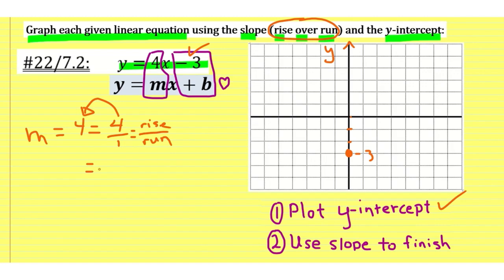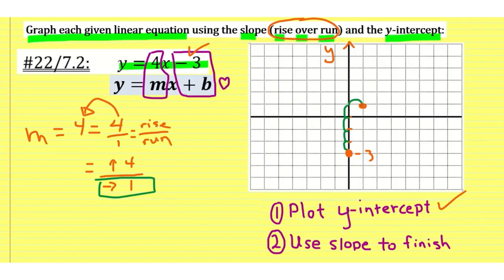And so in practical application, it means that rising is going up, like the y-axis. The y-axis rises to the sky. So that means that I'm going to go up 4, and then running, I'm going to run over the ground or across the ground. So it's going to be up 4 and over 1. So from this y-intercept, I'm going to go up 4, so up 1, 2, 3, and 4. And then I'm going to go over 1.